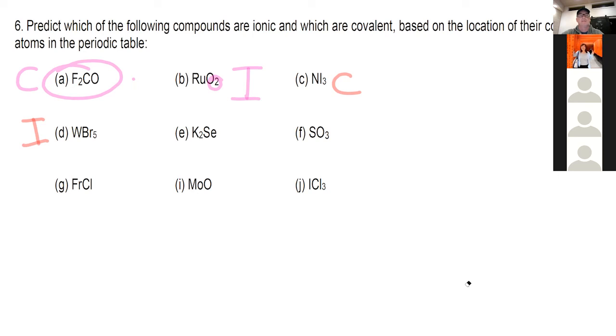What's K stand for? Potassium. Metal or non-metal? It's a metal. That's a metal. So ionic or covalent? Ionic. That's ionic. So what do we call it?